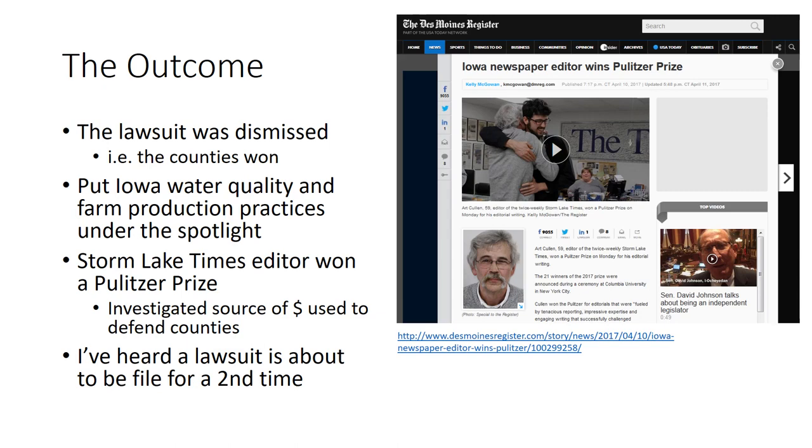One interesting thing that happened is with the Storm Lake Times. Storm Lake is one of the bigger cities within this area. The Storm Lake Times editor won a Pulitzer Prize, and he investigated the source of money that was used to pay for the defenses of these counties. There were millions of dollars brought into these counties to pay for the defense team for this lawsuit. And these counties are public entities, and no one knows where they got the money to actually pay for the defense team to defend their side of the lawsuit.